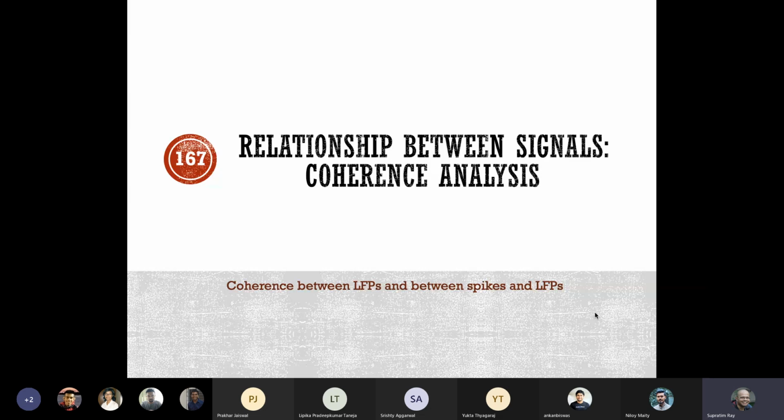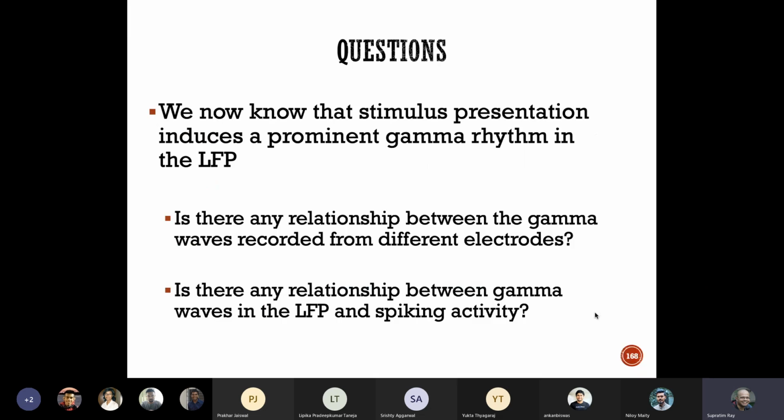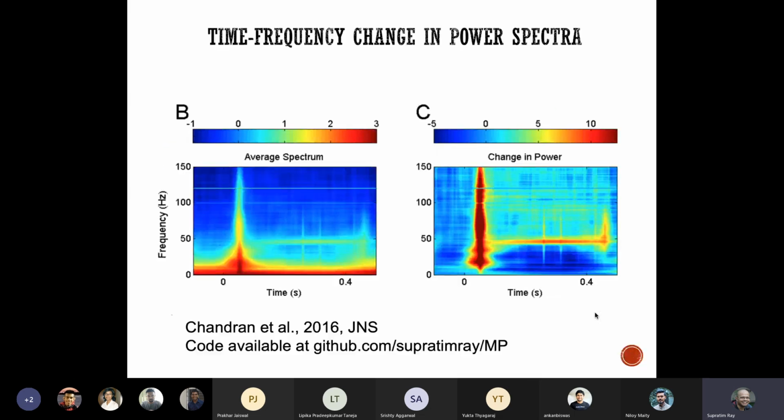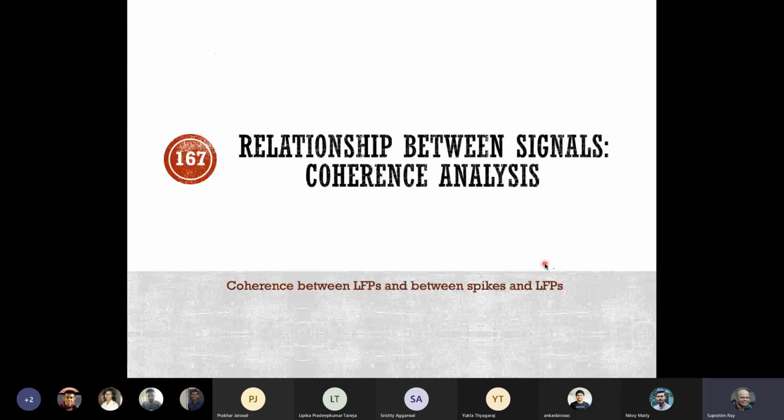Okay, so let's get to coherence then. Let's start with a question. The question is as follows. We know that whenever we present a stimulus, there's a prominent gamma rhythm in the LFP. That's what you see here, right? That's the gamma. Each electrode picks it up.